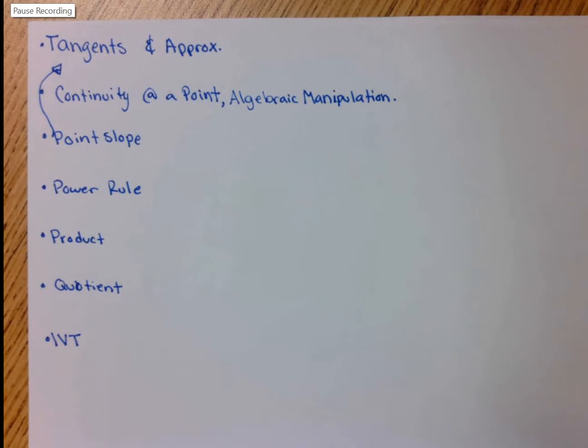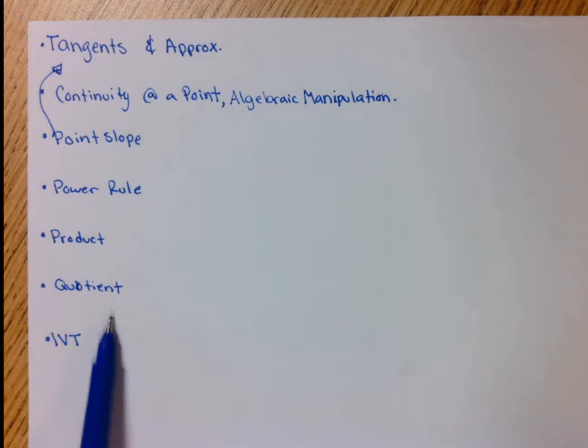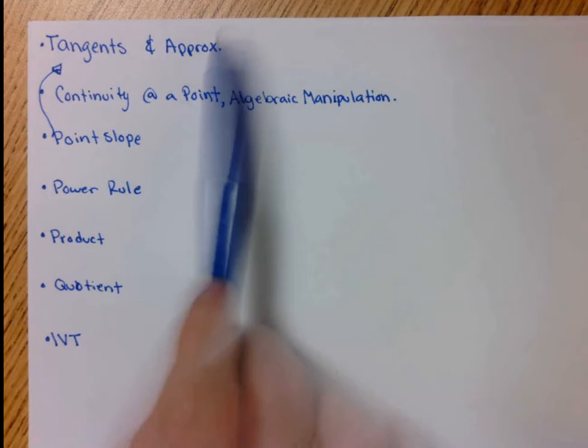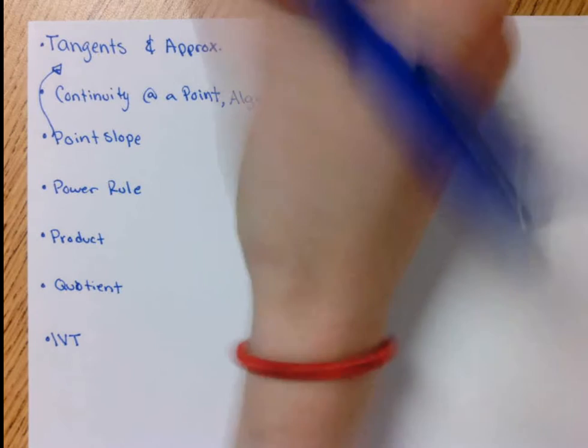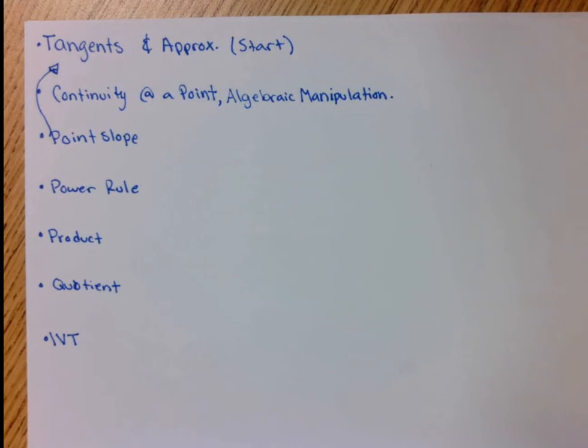Okay, so let's start with those tangents and approximations. This is just a list of all the things we're going to go through. I will try and take a picture and put the timestamps for each of these. So this is the start, and this is where we're starting. And then I will put those in the description, so if you want to skip to anything.